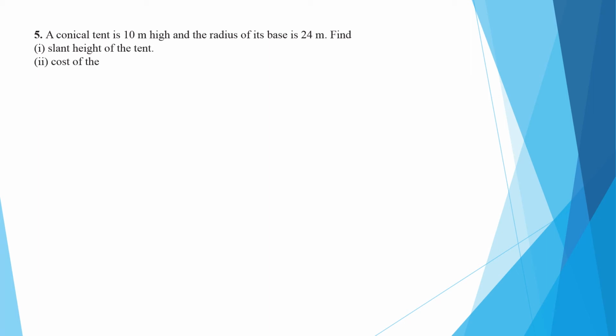The next question is question number 5. One conical tent is there which is 10 meter high and the radius is given as 24 meter. Find the slant height of the tent. We need to calculate the slant height of the tent. Then the cost of canvas required to make the tent, if the cost of 1 meter square of canvas is rupees 70.